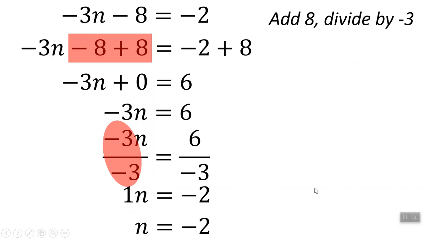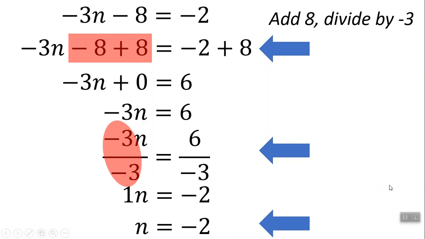We've got one more example. Once again, these are the main steps, showing the add 8, divide by negative 3, and then your answer. I have some other presentations that show the shorter amount of steps.